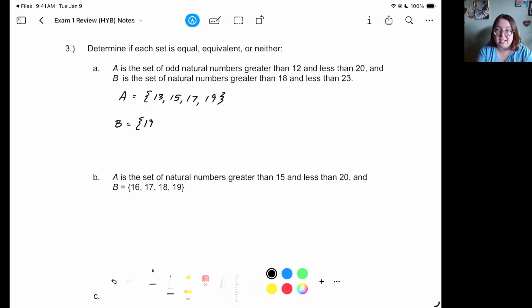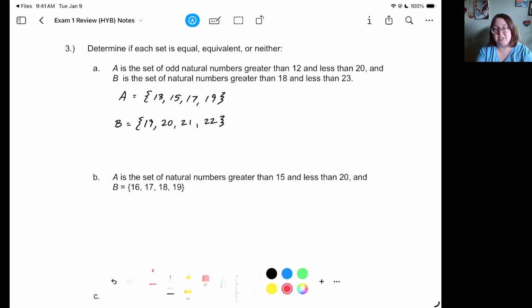So we're starting at 19, and then we go to 20, 21, 22, and then our set told us that it has to be less than 23, not less than or equal to 23, which means we cannot include 23, and we're done at 22. If we look at our two sets, set A is 13, 15, 17, 19. B is 19, 20, 21, 22. They do not have the same elements. They don't share the same.